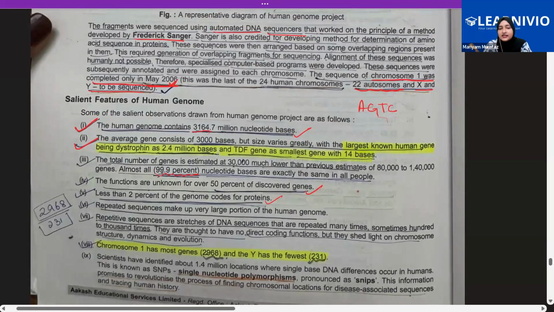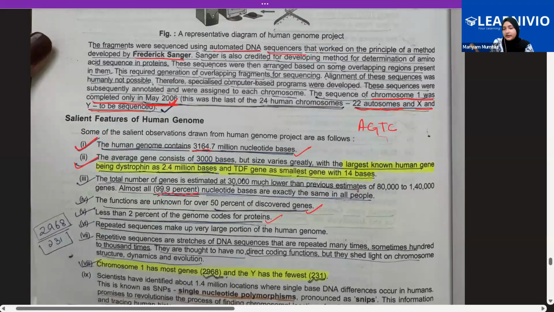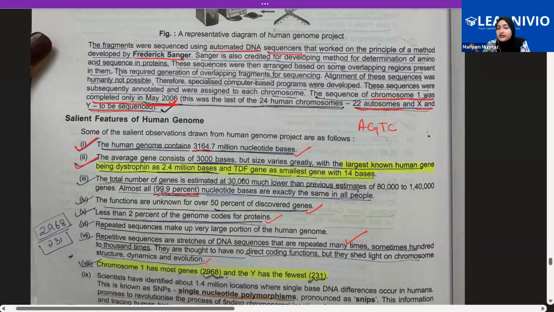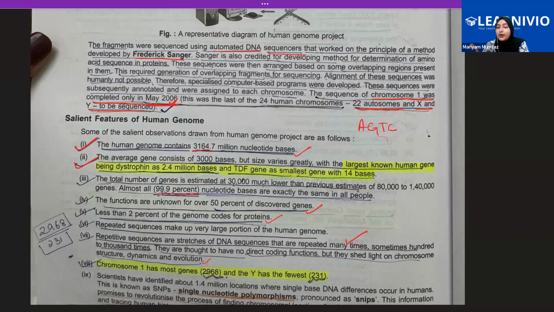Now, repetitive sequences are the stretches of DNA that are repeated many times, sometimes hundreds to thousands of times. They are thought to have no direct coding functions, but they shed light on chromosome structure, dynamics, and evolution. That's what they do. Now, chromosome number 1 has the most number of genes, that is 2968. Imagine 2968 genes are present in our first chromosome. And the Y chromosome, which is the sex chromosome, just has 231 genes.